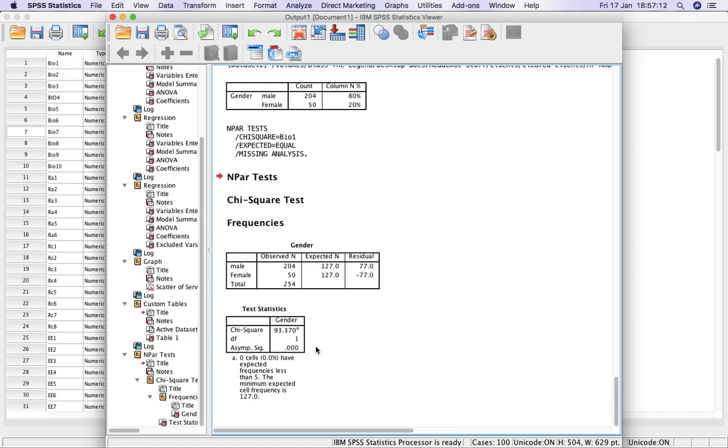So what do we do? What do we conclude? It is significant. So they are significantly different from each other. So are you accepting or rejecting the null hypothesis? We reject the null hypothesis. So these are significantly different from each other.